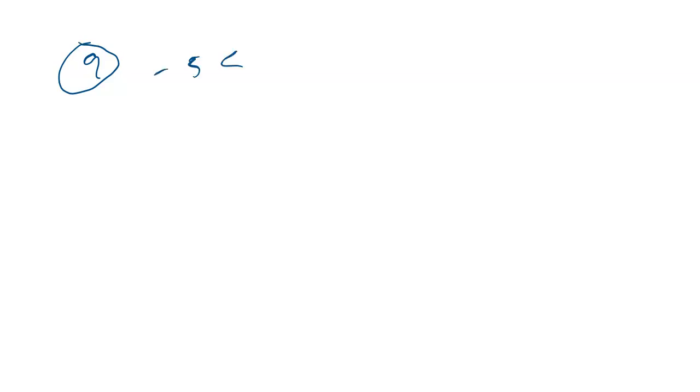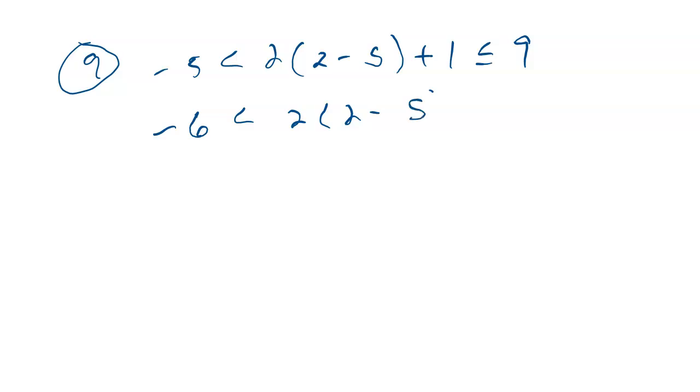-5 is less than 2 times 2 minus s. Ugh, my s's look terrible. I'm going to go with it. 9. I think I'm going to keep this in the regular compound. I'm going to subtract 1 from everything. So this will be -6 is less than 2 times 2 minus s, which is less than or equal to 8. I'll divide everything by 2. -3 is less than 2 minus s, which is less than or equal to, excuse me guys, 4.